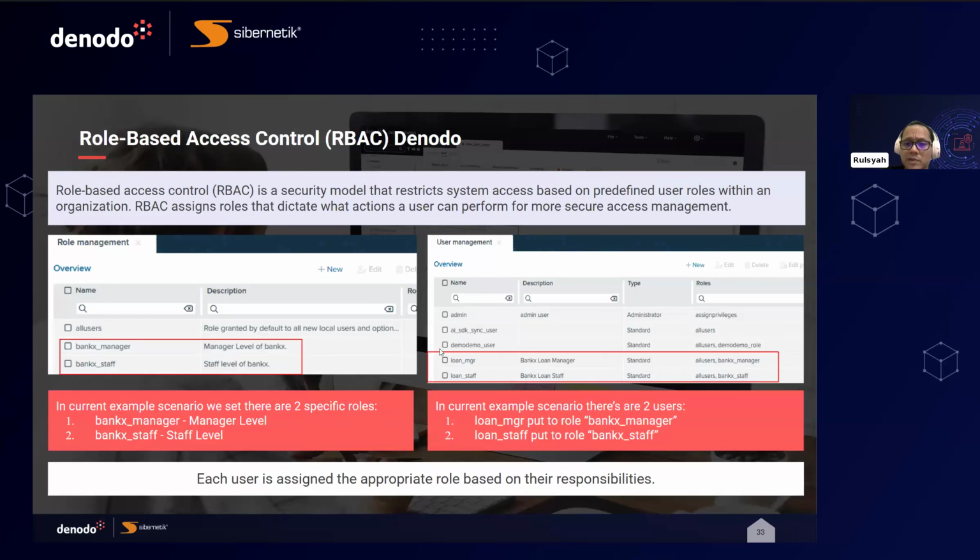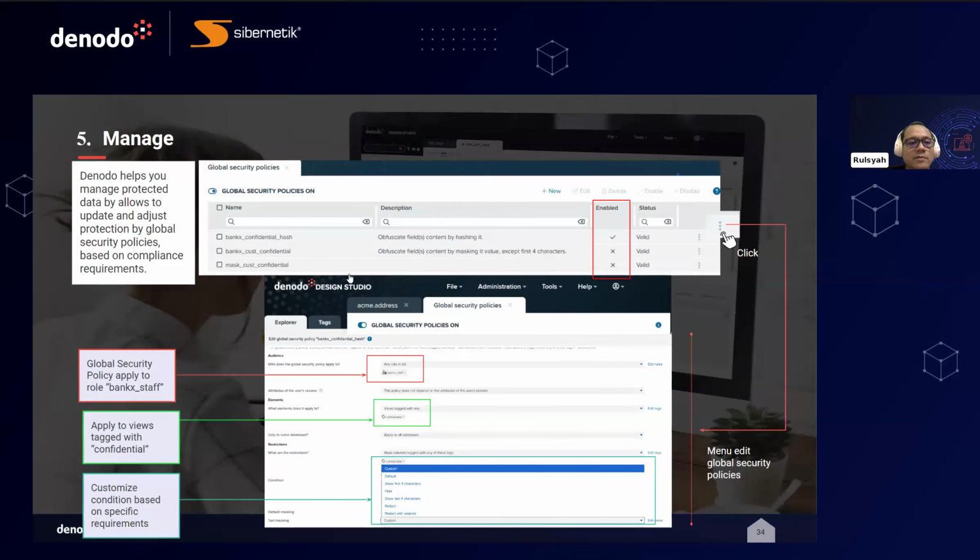For example, we assign loan staff user as a staff, and we assume that admin is a bank manager. Okay, next. And then we manage.